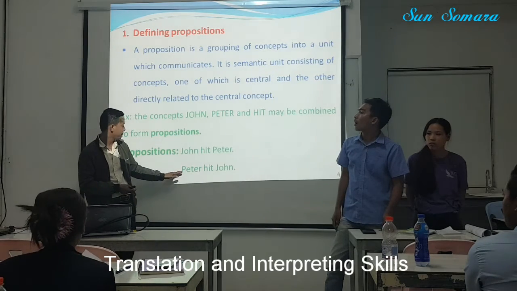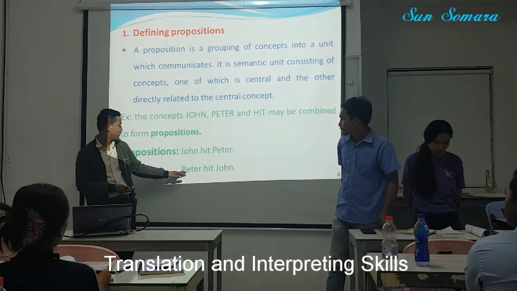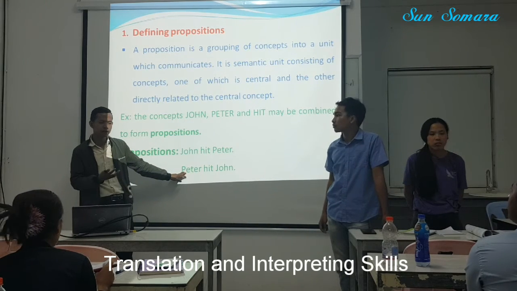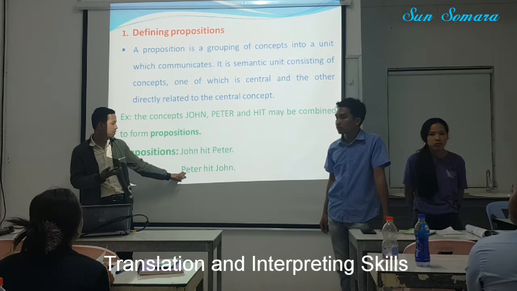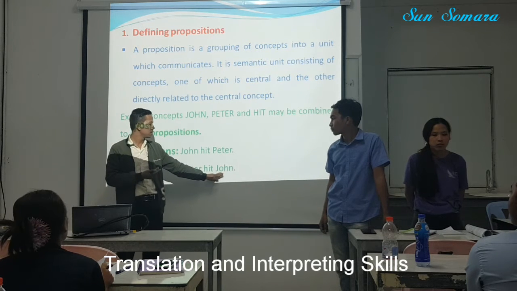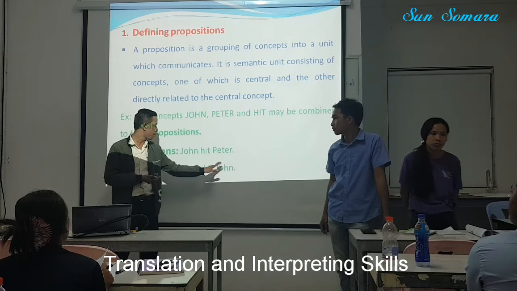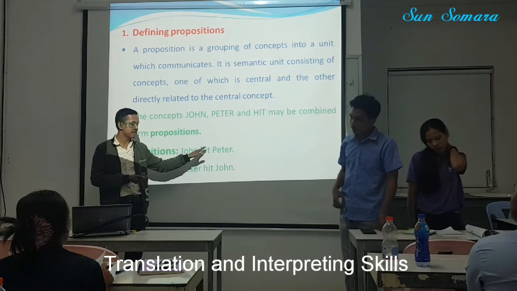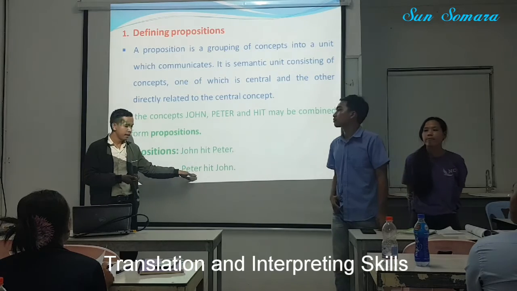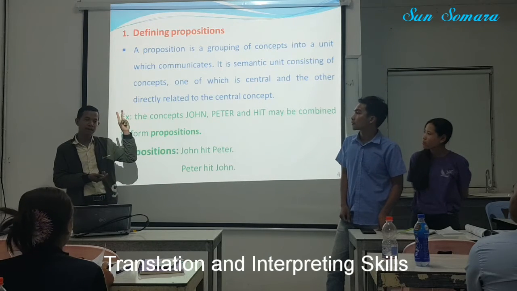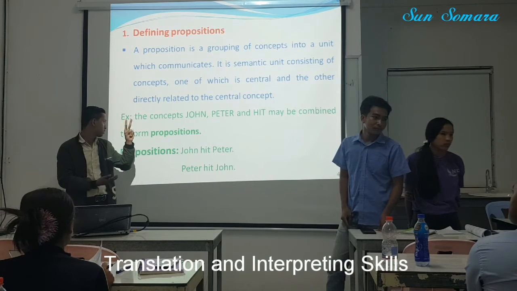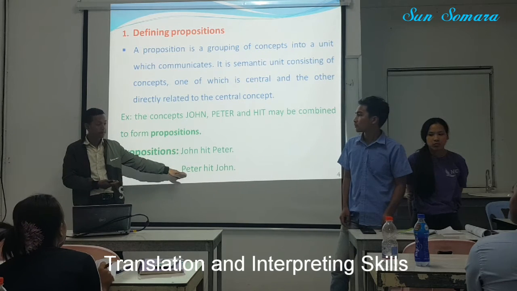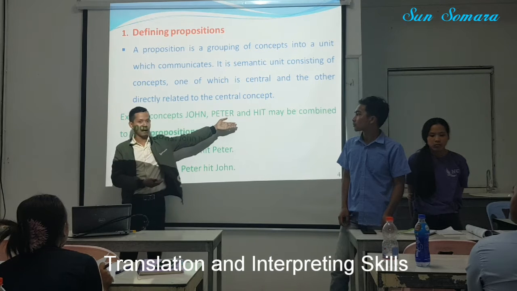And the second one: if Peter does the hitting, then John gets the action from Peter. So the verb here is the central concept. There are three concepts from which we can make two propositions. There are two propositions here that come from the three concepts above.